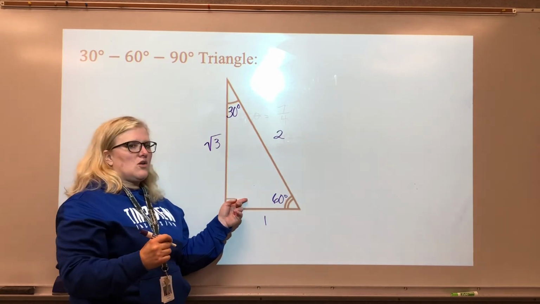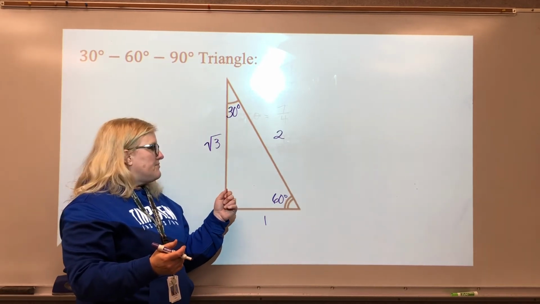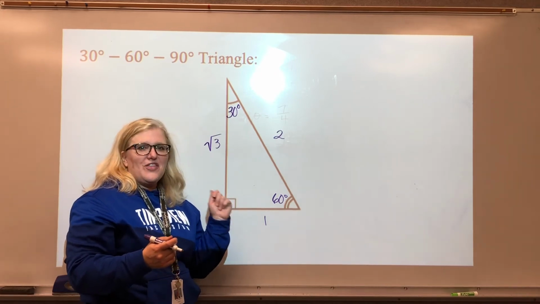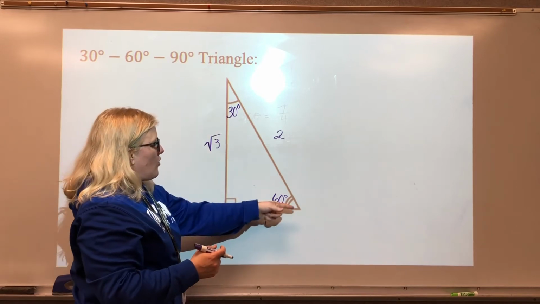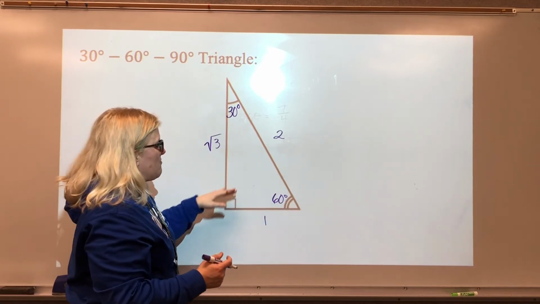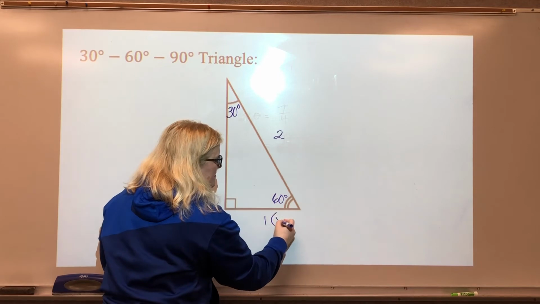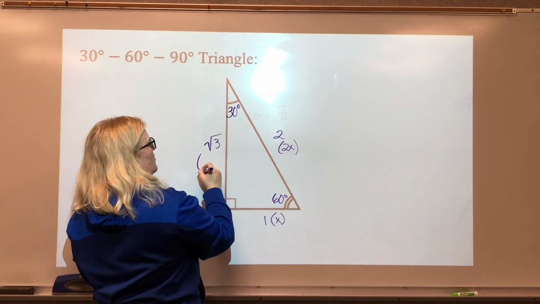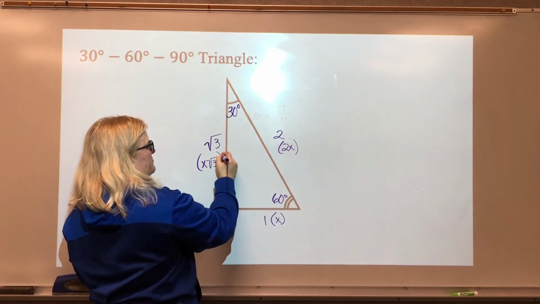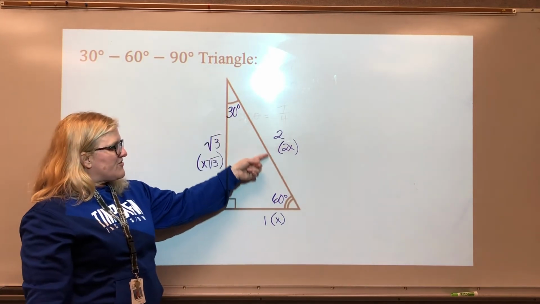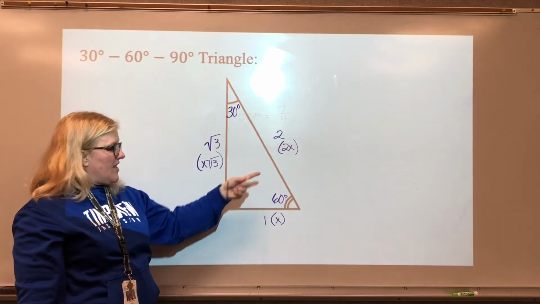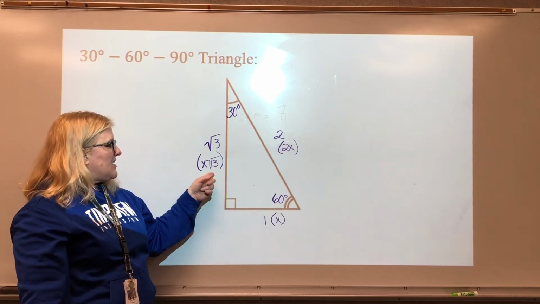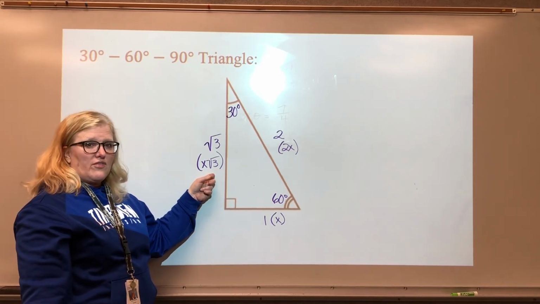And if you use the Pythagorean theorem, you'll see that this all works out. Okay, but that means that if this side is x, this side would be twice that, and this side would be x times the square root of 3. So if my hypotenuse is 4, then this side is 2, right, because it's half. And then this side would be 2 times the square root of 3.